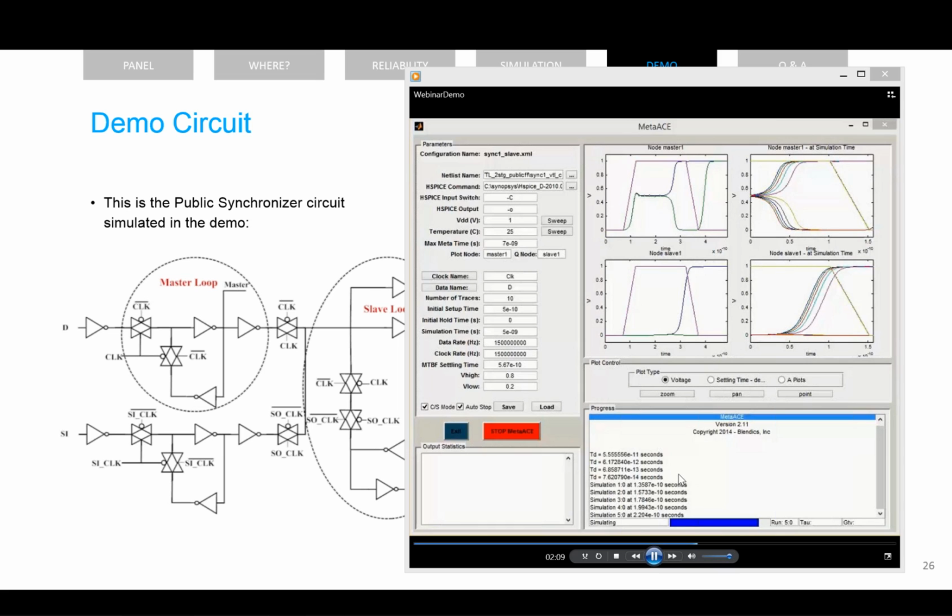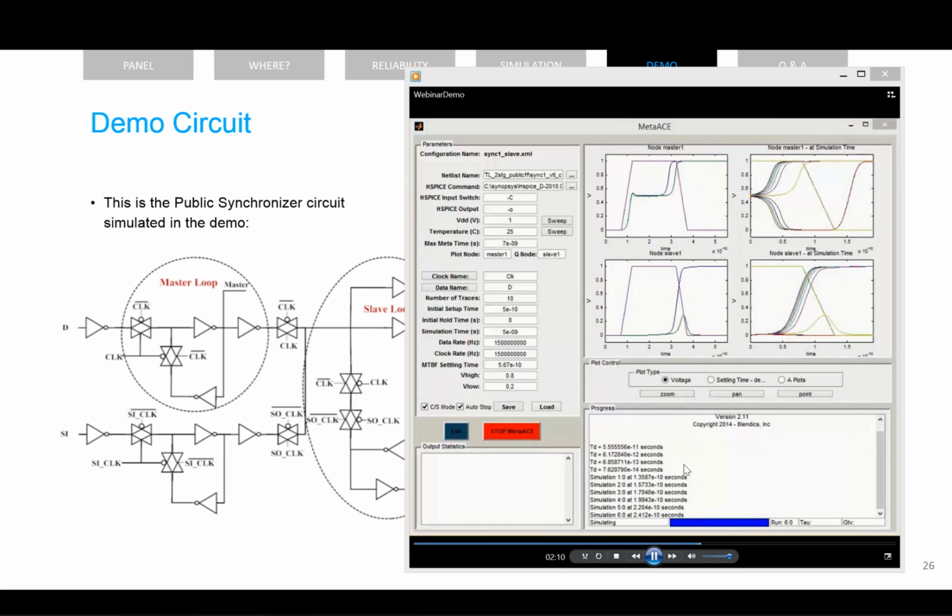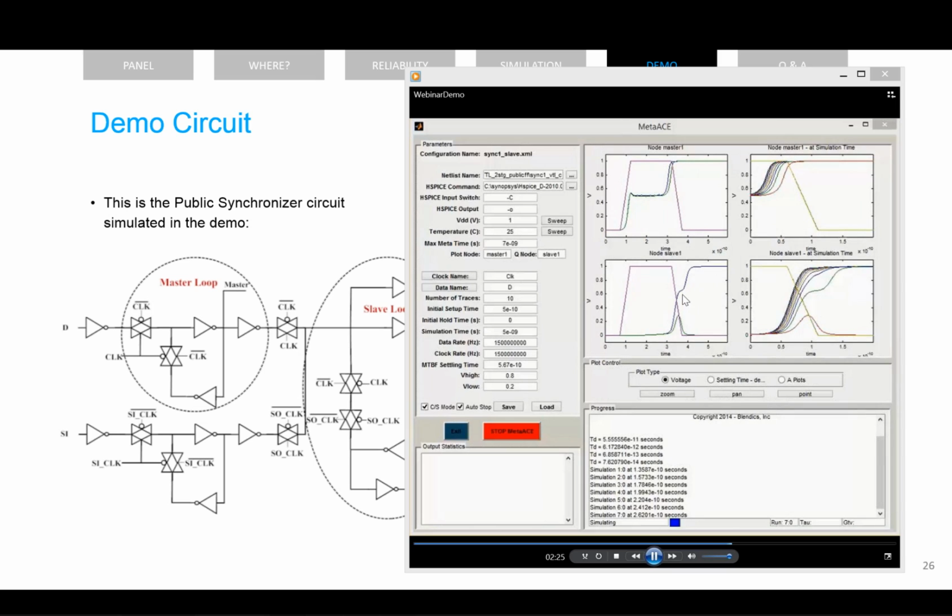As this is running, we're getting some status updates in this progress window, showing what times we're doing simulations and such. Again, this is just to see that things are progressing. As you see here, the slave has now started to do something interesting on at least one of its traces. On the left side, we show just the last resolving high and the last resolving low trace, so it doesn't get too busy.